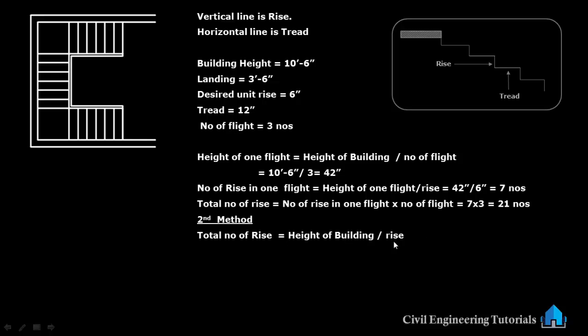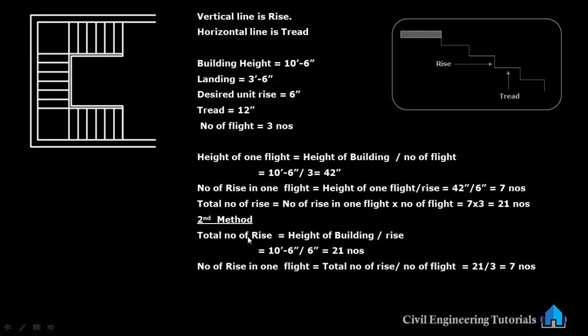So that is, total number of rise is height of building by rise. Height of building is 10 feet 6 inch divided by rise is 6 inch. So we are getting 21 numbers. You can see here also we got 21 numbers in this total number of rise. In this case we are getting 21 numbers.